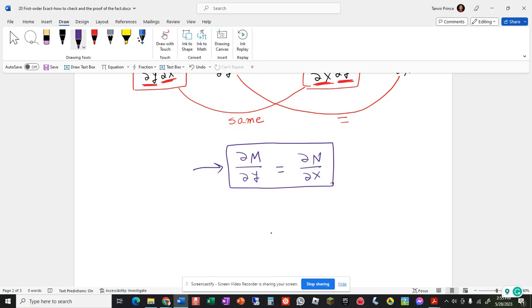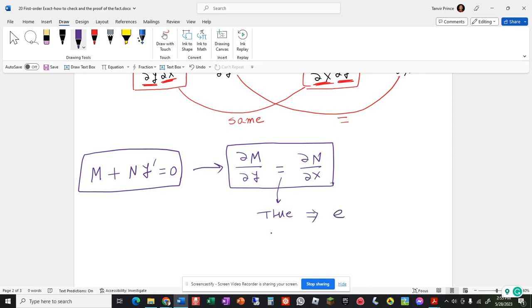Remember, m and n are given in the question. The question is m plus n y prime equal to 0. So m and n are given in the question. So you can easily check this one. So if it is true, then the differential equation is exact. And if it is false, then the differential equation is not exact.